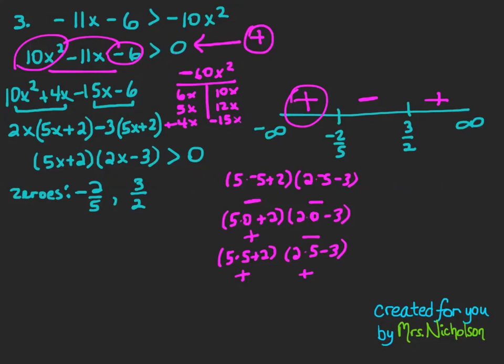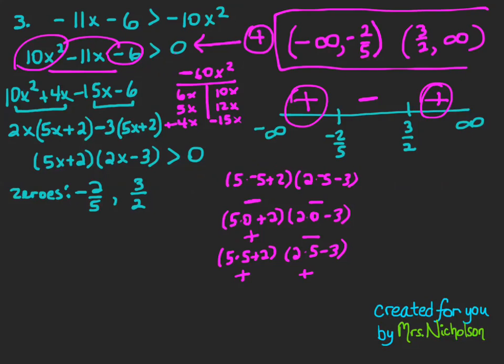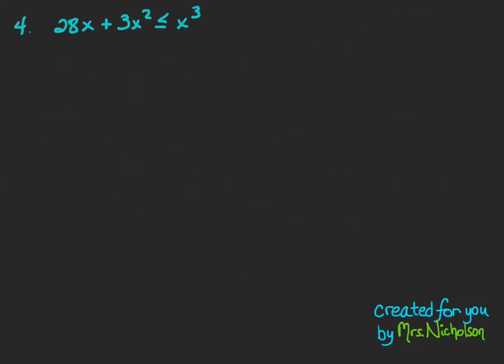And so this time I have 2 positive intervals, and so my answer is going to be the interval negative infinity to negative 2/5, parentheses always on negative infinity, but also a parentheses here because my inequality is just a greater than. And then we're also going to have the interval 3/2 to infinity. And that would be the final answer to our inequality. Let's look at number 4.